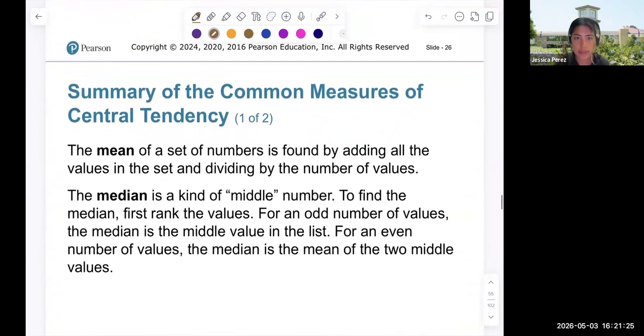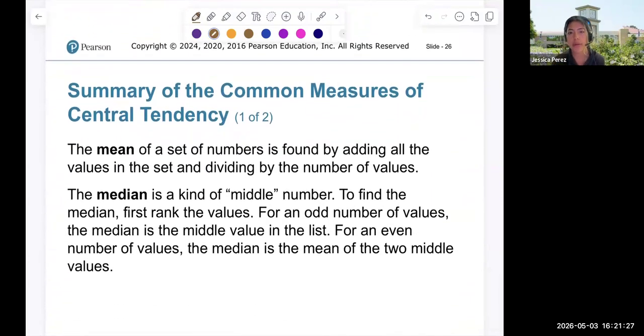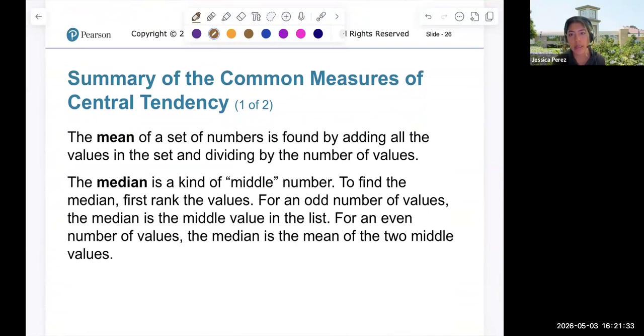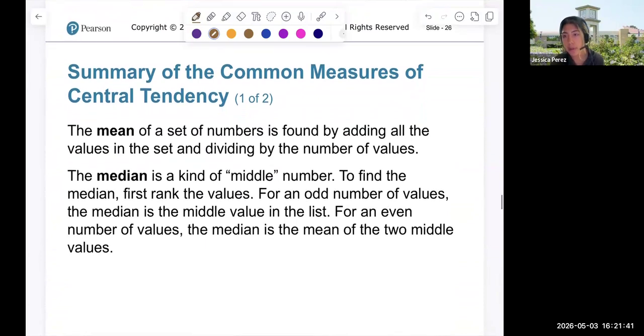So in summary, the mean is found by adding the set of numbers and dividing by the total numbers you have. The median is the middle number. It helps you to rank values. If you have an odd number of values, it's the number in the middle. If it's even, you're going to have to look for the median. And we also have the position formula to help you find the median.